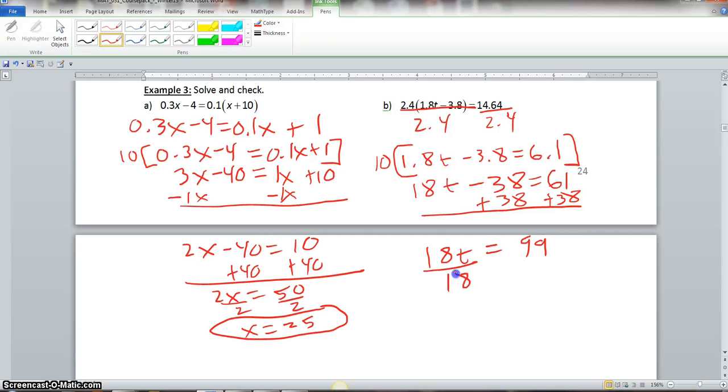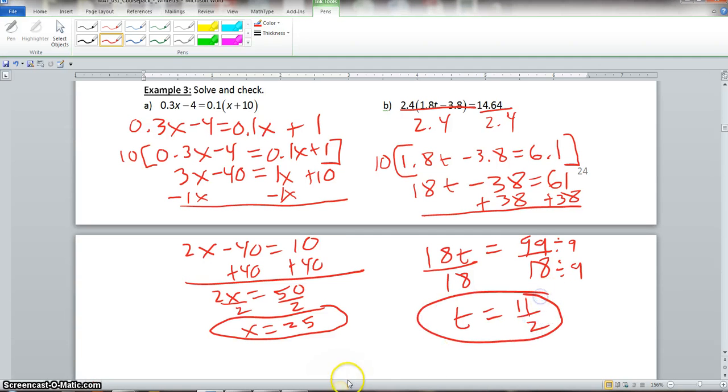Now we'll divide each side by 18, and t is equal to, now 99 and 18 both have 9 in common. So we'll divide both by 9, and that will give us 11 over 2. And that's it.